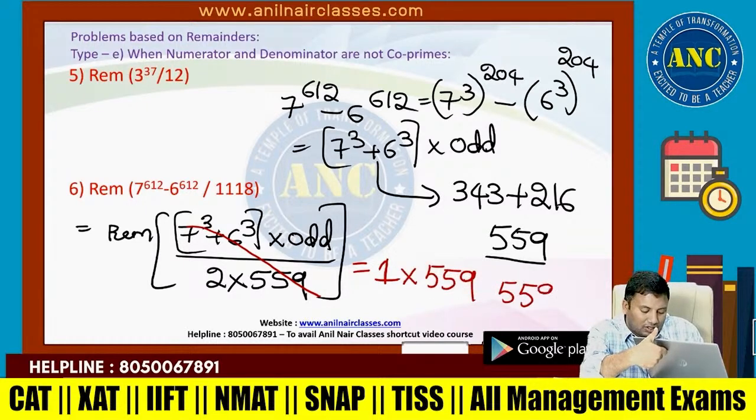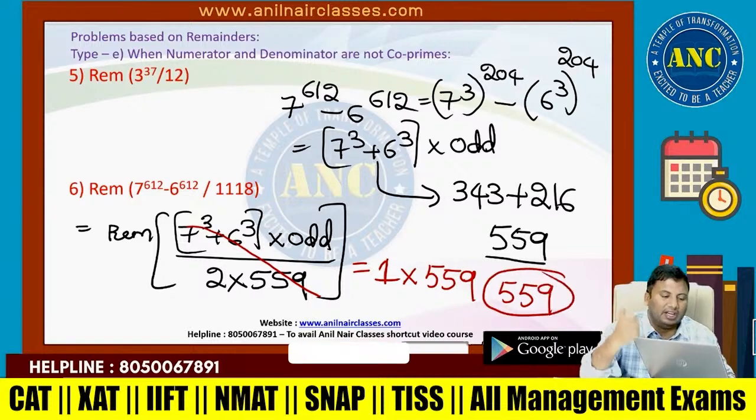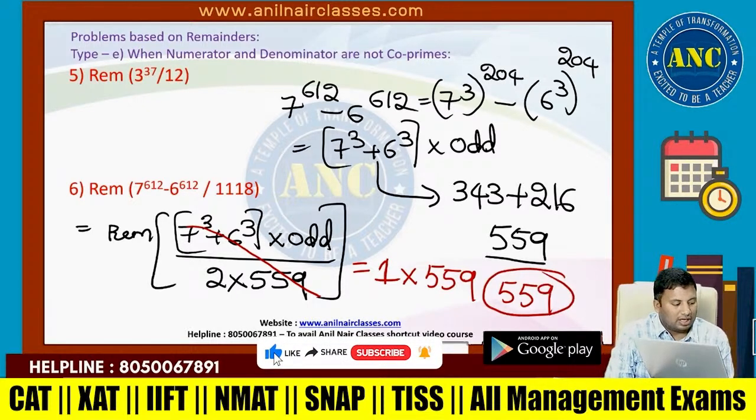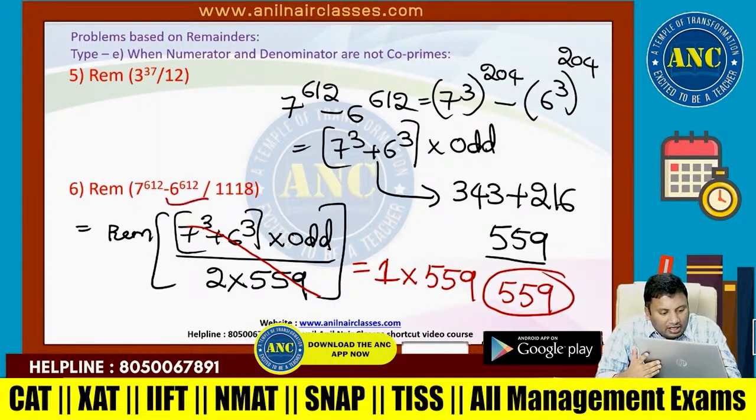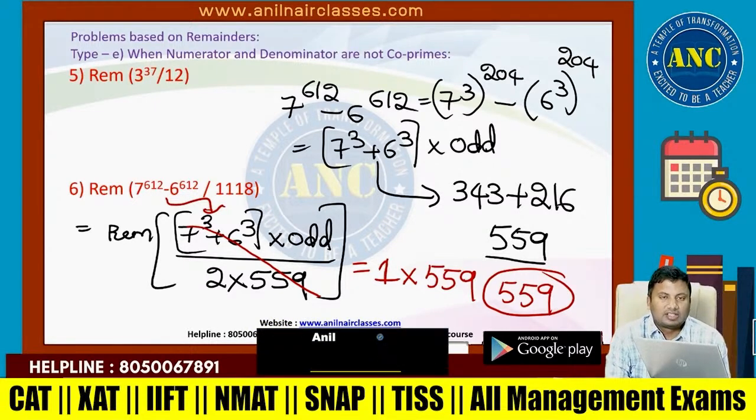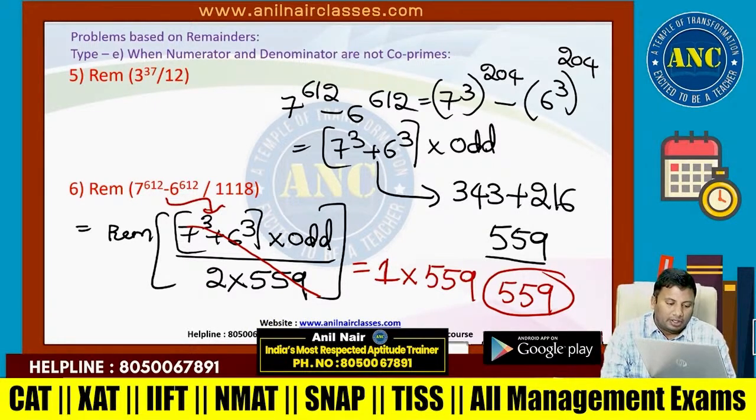Answer for this question is 559. Just an idea of writing 7 power 612 minus 6 power 612 as 7 cube plus 6 cube into odd.